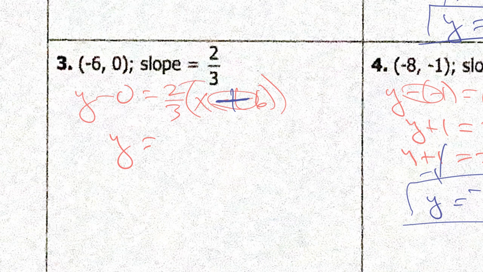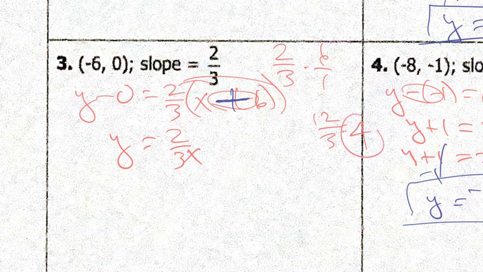So now let's distribute this 2/3. What is 2/3 times x? 2/3 x. Boom. Got it. 2/3 times 6 over 1 is what? Is 12 over 3, which equals 4. So that ends up becoming just a plus 4.